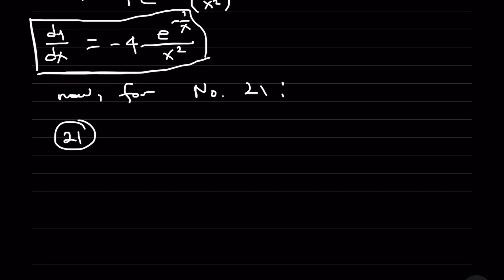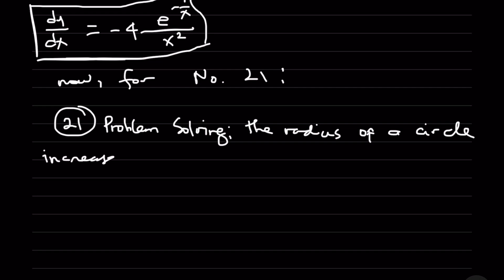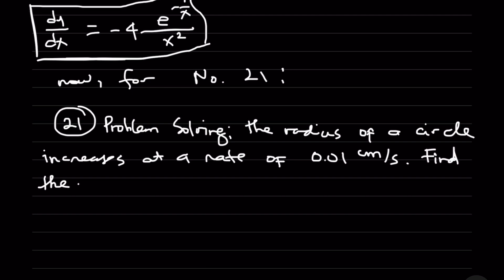So let us now go to item number 21. For this item, we will have another word problem. And the topic for this word problem is rates. This is related rates actually. The radius of a circle increases at the rate of 0.01 centimeter per second. Find the rate of change of its area.